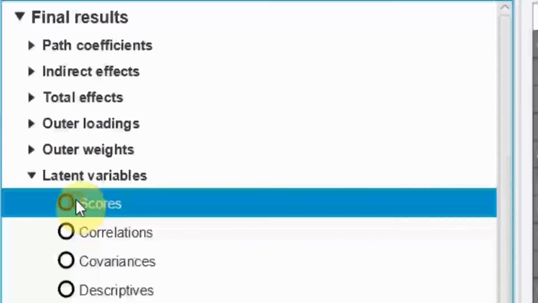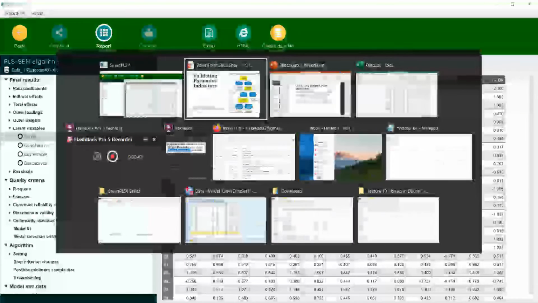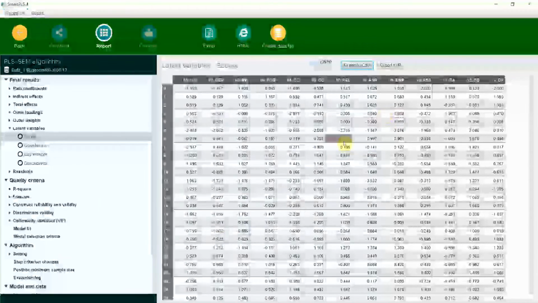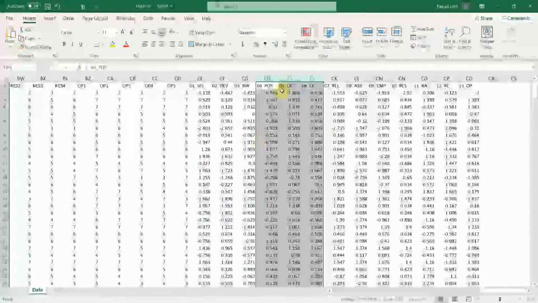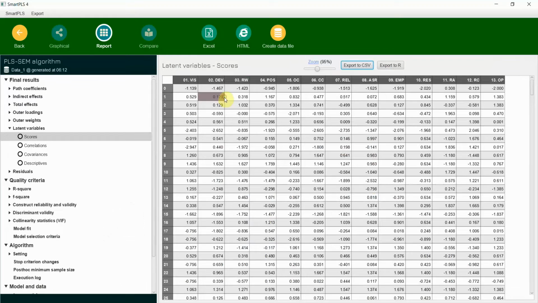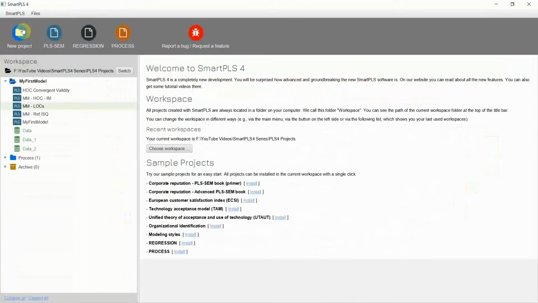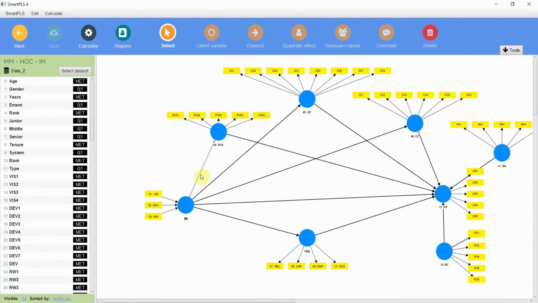Latent variable scores. Now you export it to CSV and paste it into your Excel sheet here, just like this. Once you have pasted it, re-import this file into your SmartPLS project. And once you have imported it, now we are going to go to the higher level. Again, what I've done is I've created the higher order construct model, that is this one here.